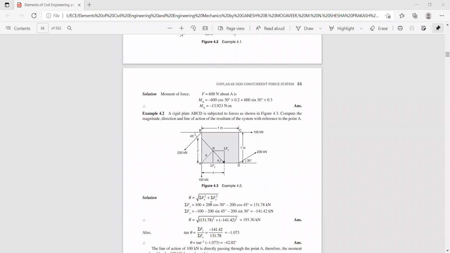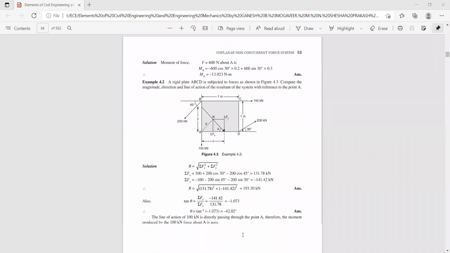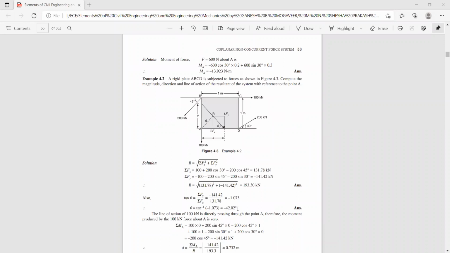So sigma f of x is correct here: 100 plus 200 cos 30 minus 200 cos 45, and sigma f of y is minus 100 minus 200 sin 45. This should have been plus 200 sin 30. Anyway, whatever the answer you get, you can correct it. Then finally, you will get the value of the resultant. R is equal to square root of sigma f of x square plus sigma f of y square. So thereby you will get the magnitude of the resultant as 193.30 kilonewton. And you can also find the direction of the resultant, which works out to be about 42.02 degrees.